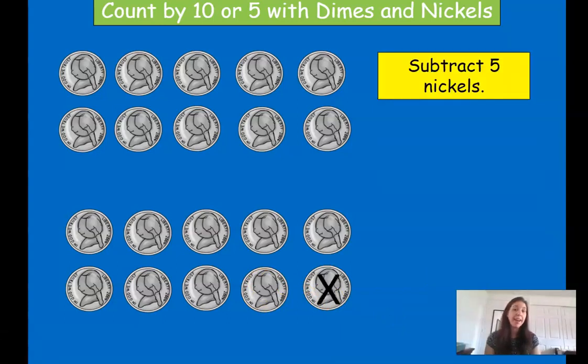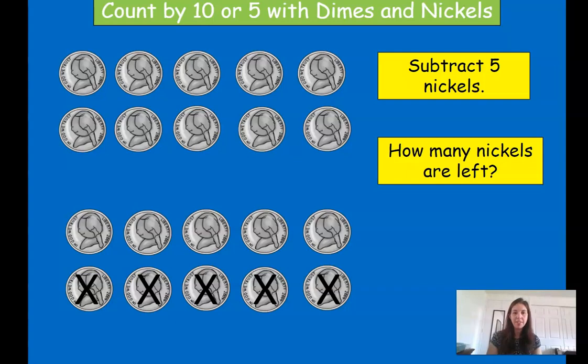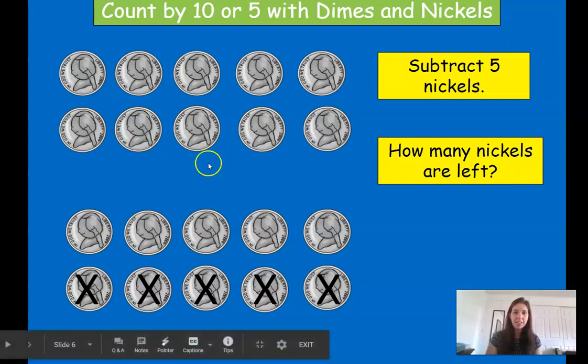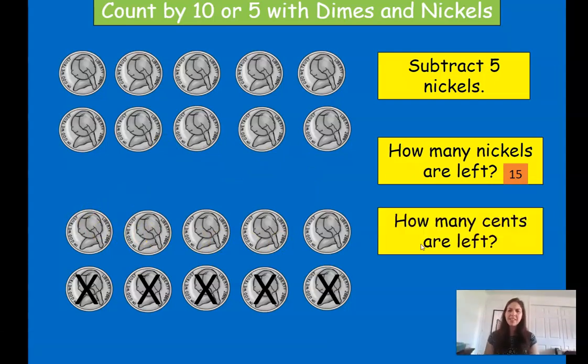Now we're going to subtract 5 nickels. 1, 2, 3, 4, 5. Now how many nickels are left? Well, we still have our 10 nickels up top and 5 more, so that's going to give us our 15 nickels. How many cents are left? If you said 75, you were right.